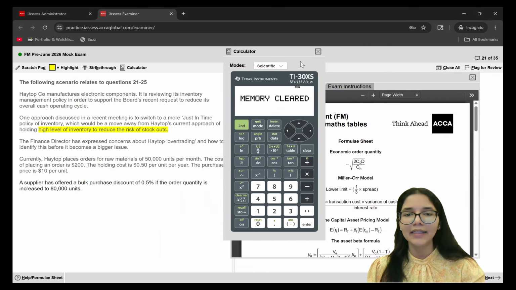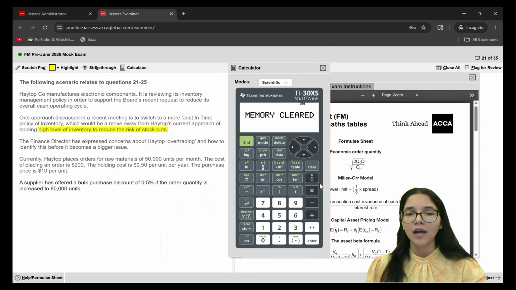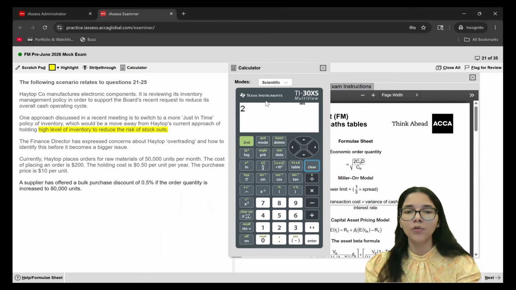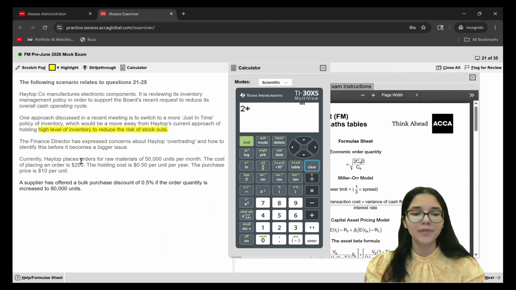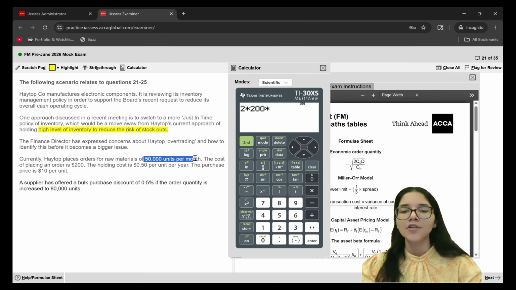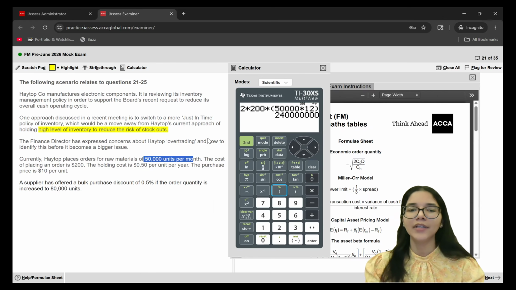So firstly, for my numerator, I need to multiply 2 with the cost of ordering. So cost of placing an order is 200 and this needs to be multiplied with D. D is actually the value of my annual demand. So how much is my annual demand? It's being told to me that I place an order of 50,000 units per month. So that means my monthly demand is 50,000. So 50,000 times 12 months that we have in a year, this is what my numerator looks like.